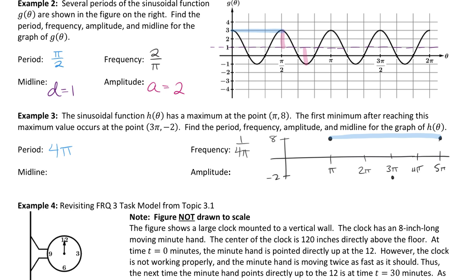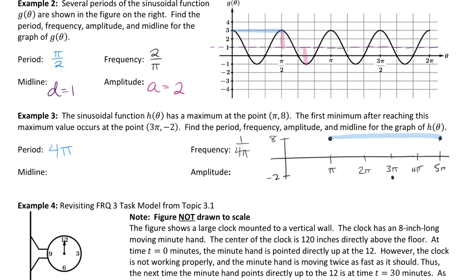Ooh, but then we have questions like midline and amplitude. Midline, you guys told me without pausing that midline was the middle. What's in the middle between 8 and negative 2? Negative 2, 3, 4. So if we go 1, 2, 3, 4, 5, 6, 7, 8, what would be in the middle of all of that? 5.